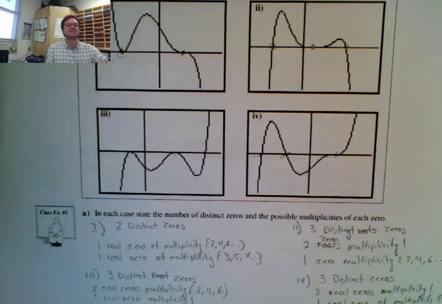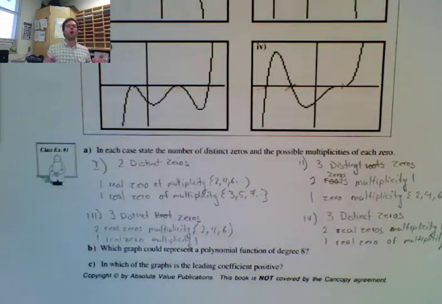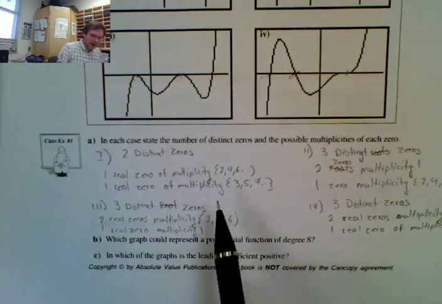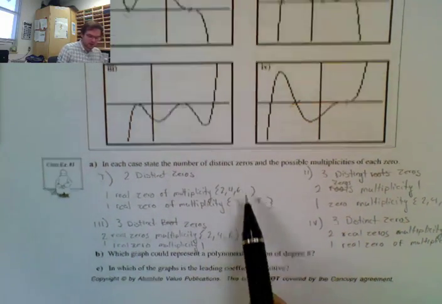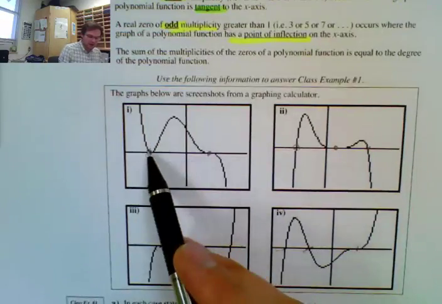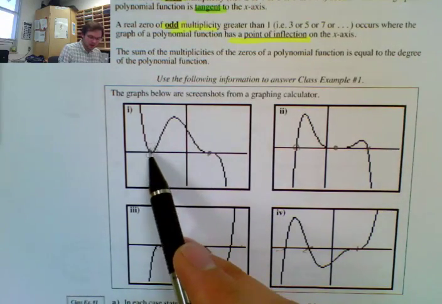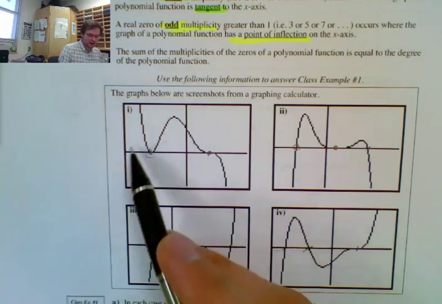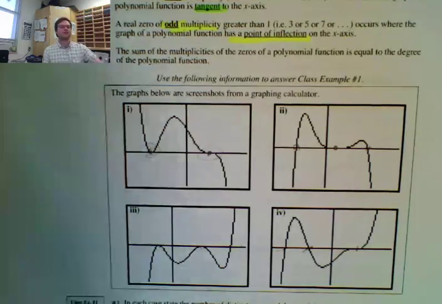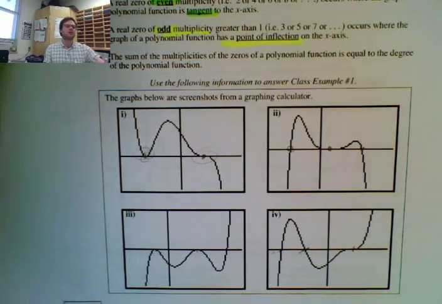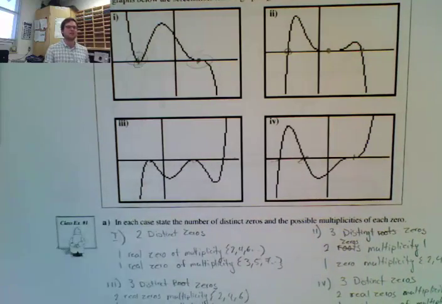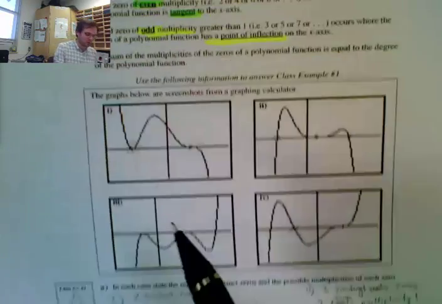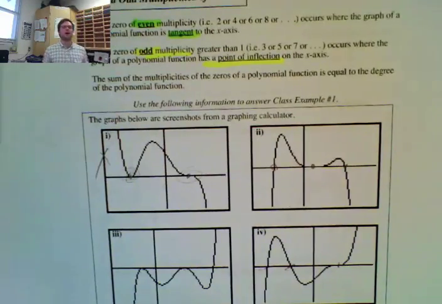That means the sum of all multiplicity, or the sum of degrees. So the sum of exponents must equal 8. Let's look at this first one here. We end up having an odd, an even and an odd. So an even and an odd added together, there's no way we could get a sum of 8. So this one cannot be of degree 8.